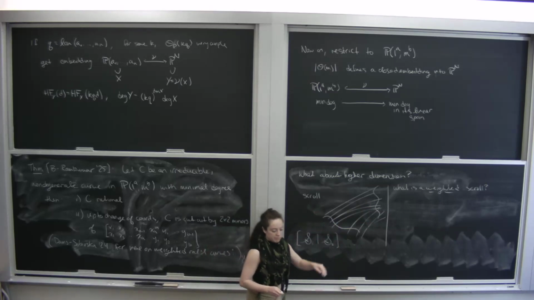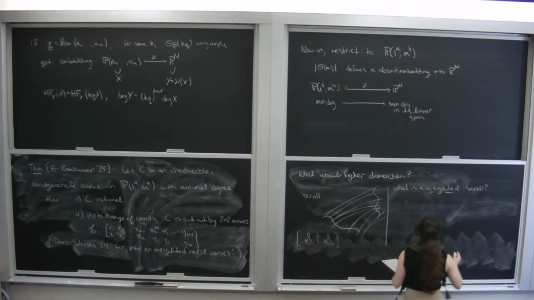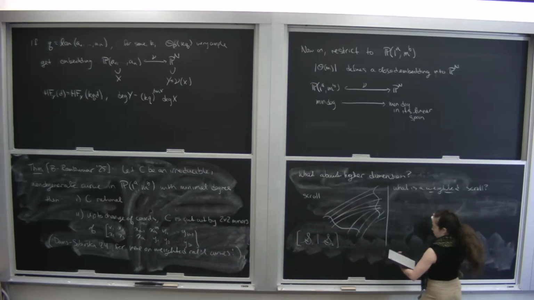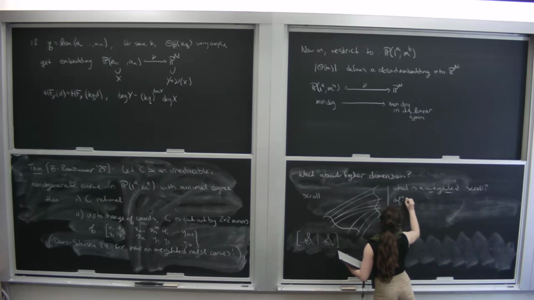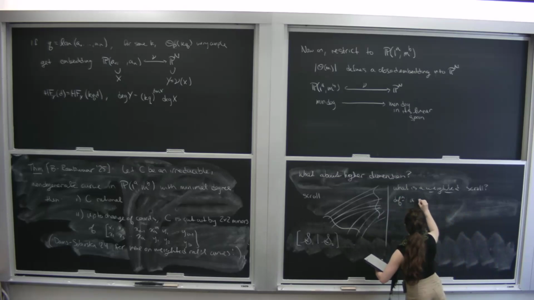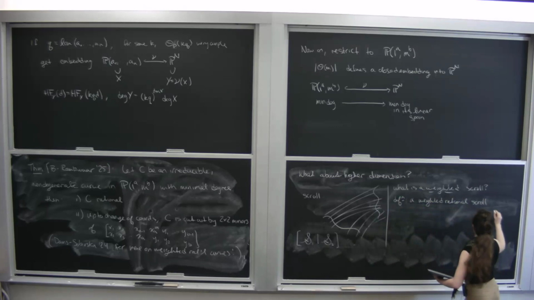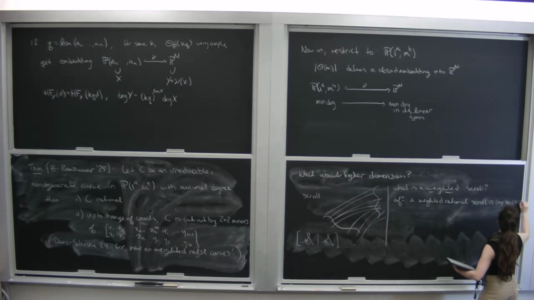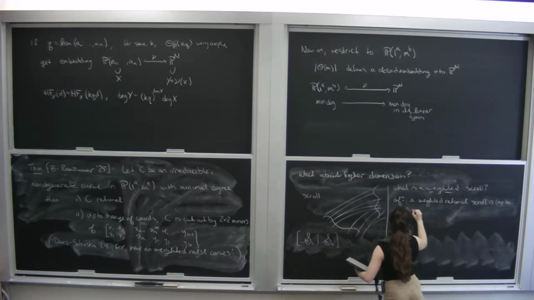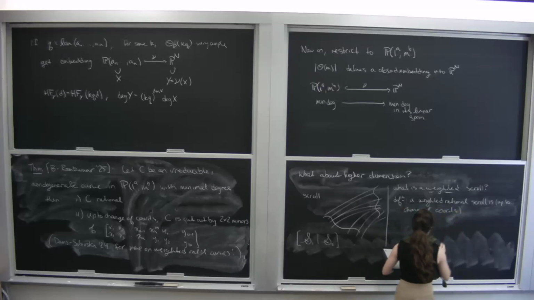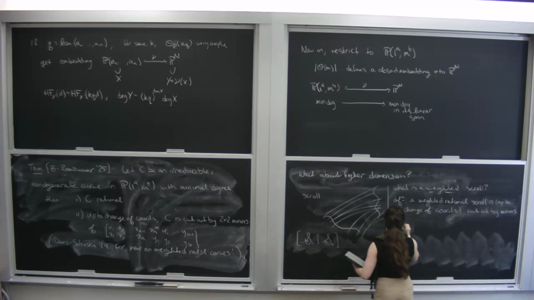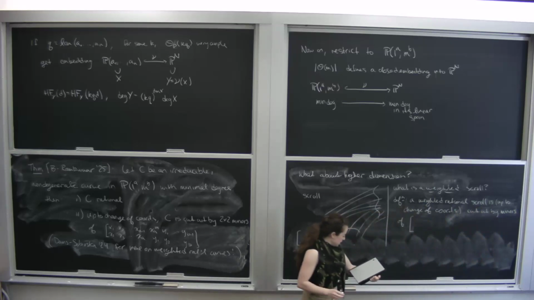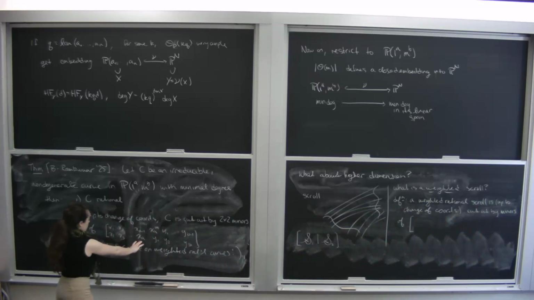So I want to do the same thing. Let's see if we can just do the same thing. So we're going to say that our weighted scrolls are going to be varieties that, up to a change of coordinates, are cut out by the minors of a block matrix.